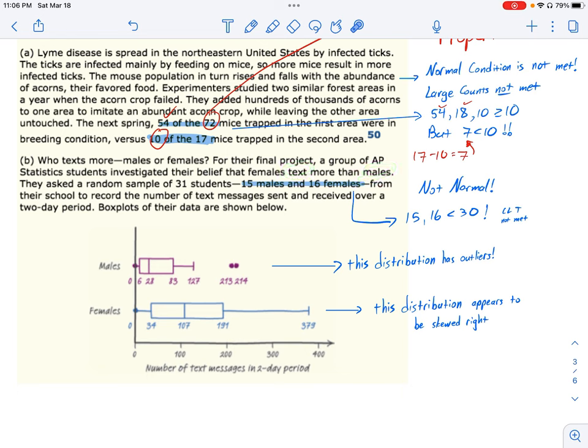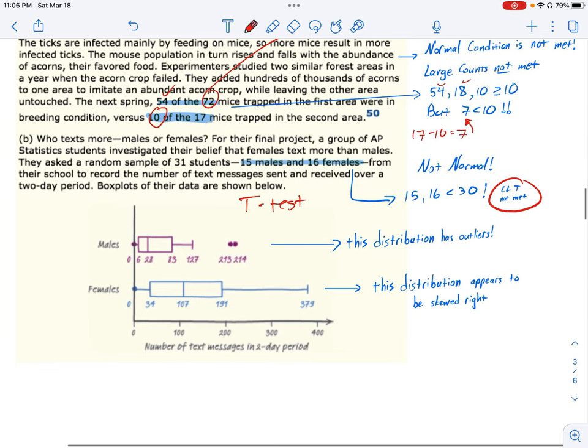So they got 2 groups. They're going to ask them, how many texts do you send? It's a number. So this is a t-test, right? So it's a CLT situation, right? But here's the kicker. This is split up into 2 groups, 15 and 16, and both of those are not big enough. So then they made box plots for both, but they both got issues. The males have outliers, so that's a big no-no, and the female one looks to me to be skewed right, so that's bad. So it's not normal.